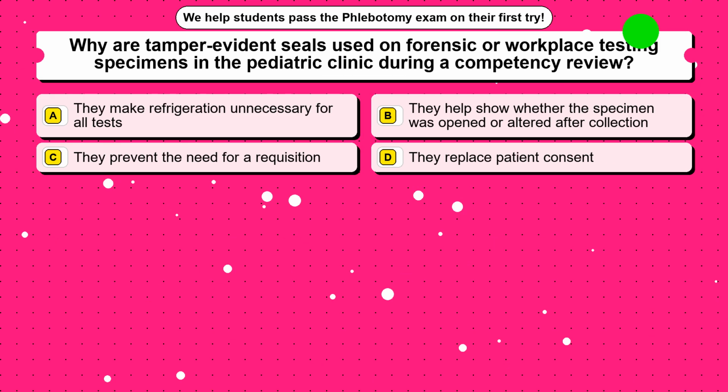Question 82. Why are tamper-evident seals used on forensic or workplace testing specimens in the pediatric clinic during a competency review? Option A. They make refrigeration unnecessary for all tests. Option B. They help show whether the specimen was opened or altered after collection. Option C. They prevent the need for a requisition. Option D. They replace patient consent.